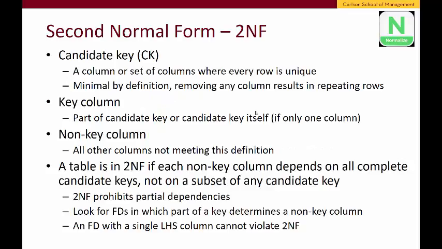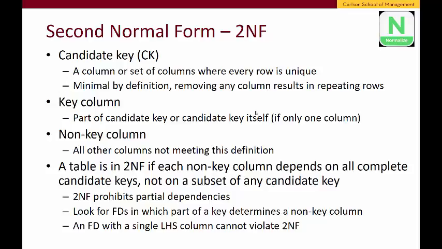Because most tables we designed throughout the last several weeks will be in second normal form, where each non-key column depends on the entire candidate key, not a subset of the CK. This slide just repeats some of these definitions, such as candidate key, key, and non-key column, and points out what to look for when searching for 2NF or second normal form violations.